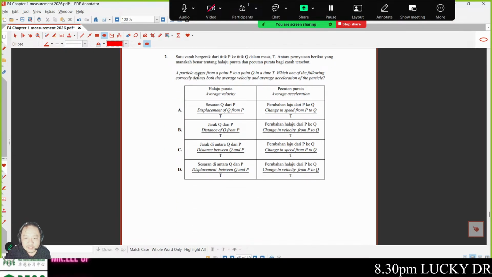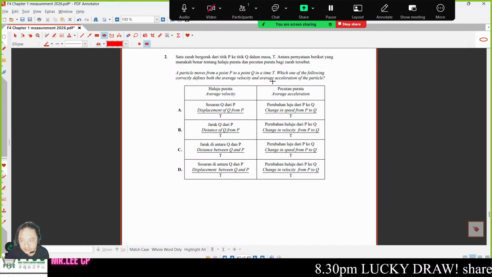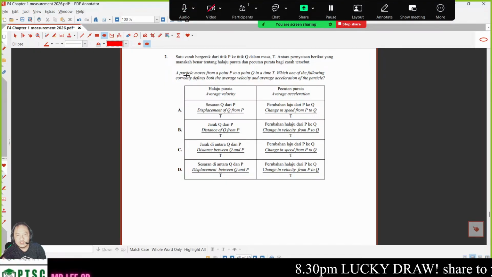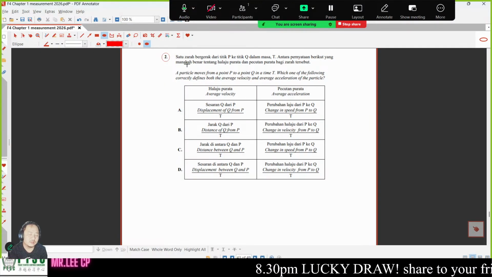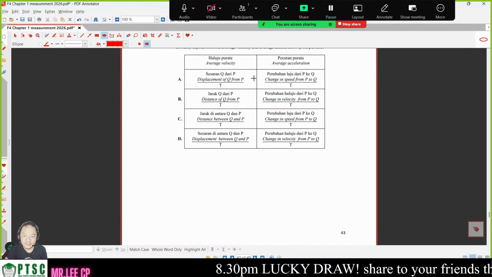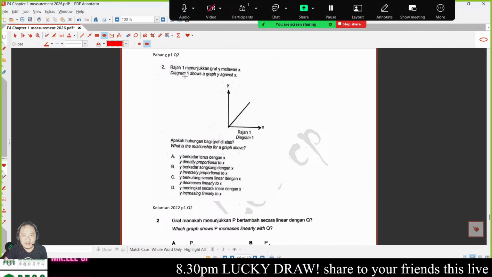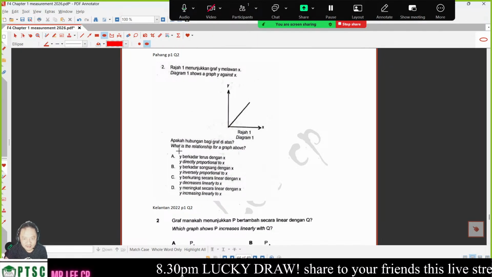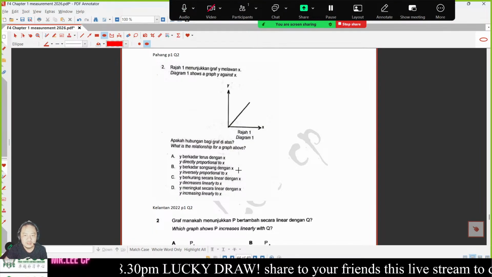A particle moved from P to Q in a time t. Which of the following correctly defines both average velocity and average acceleration? I haven't taught you what velocity and acceleration are, so I'm going to skip this one. I'll teach you in chapter 2 next week. Diagram 1 shows a graph y against x. What is the relationship? Directly proportional.